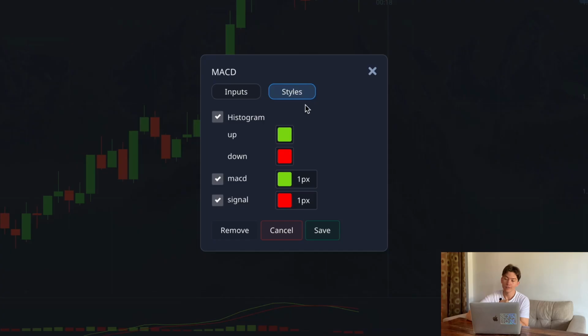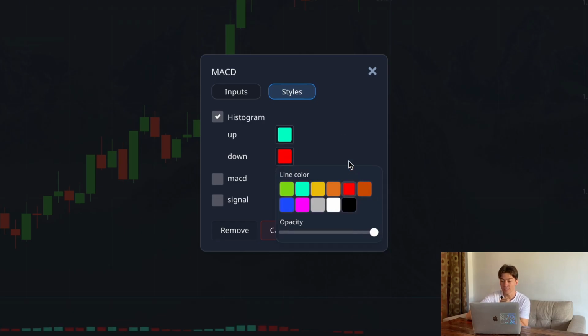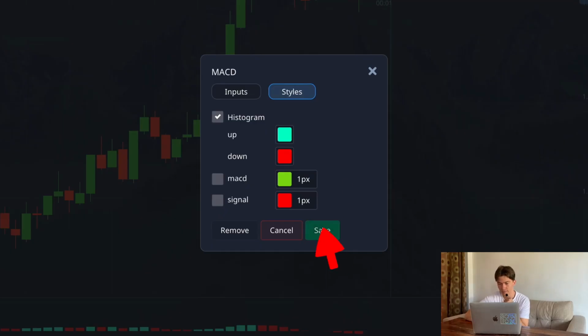Then go to style, turn off the MACD line and the signal line. Set the up bars to turquoise, opacity pushed up. Do the same for the down bars and then click save.